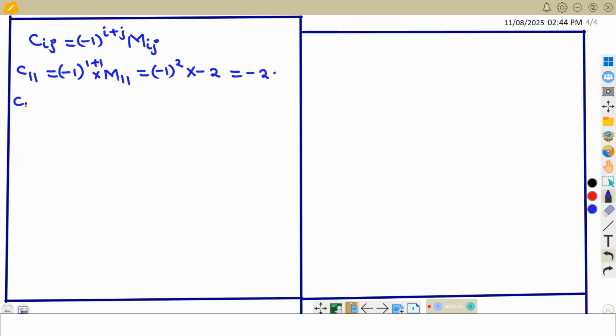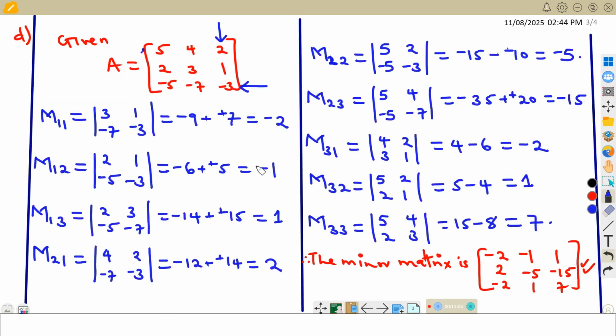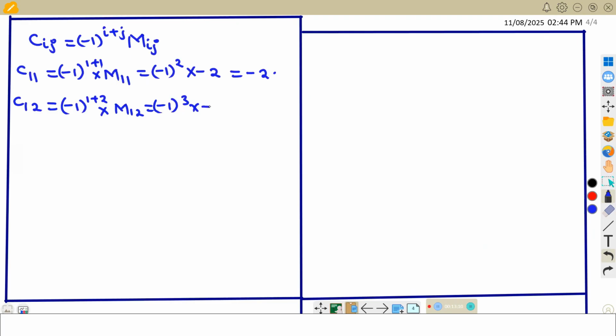C1, 2 will be the same as negative 1 to the power of 1 plus 2, times the minor of 1, 2. So this is negative 1 to the power of 3, times the minor of 1, 2. We got the minor of 1, 2 as negative 1. So this is negative 1 times negative 1, and this will give us positive 1. So let us do the same for all the minors.